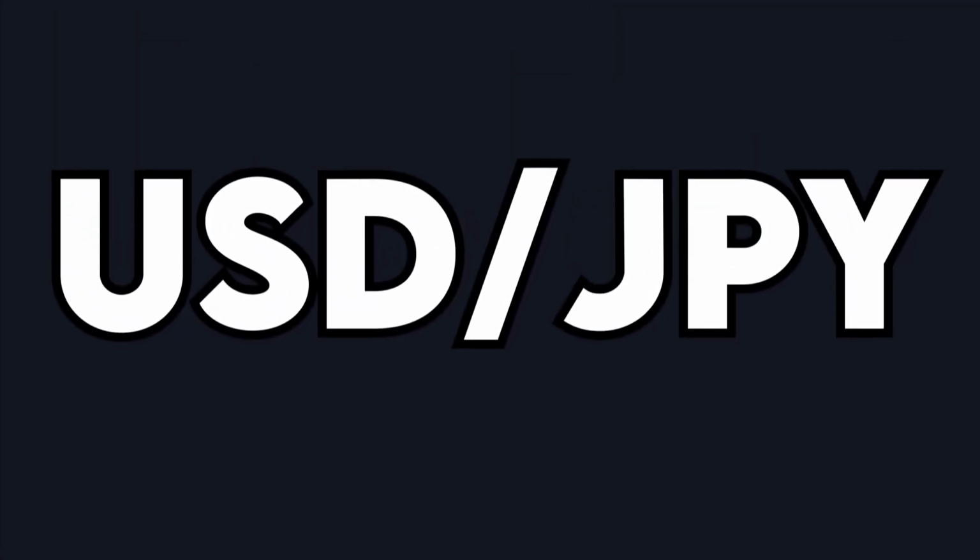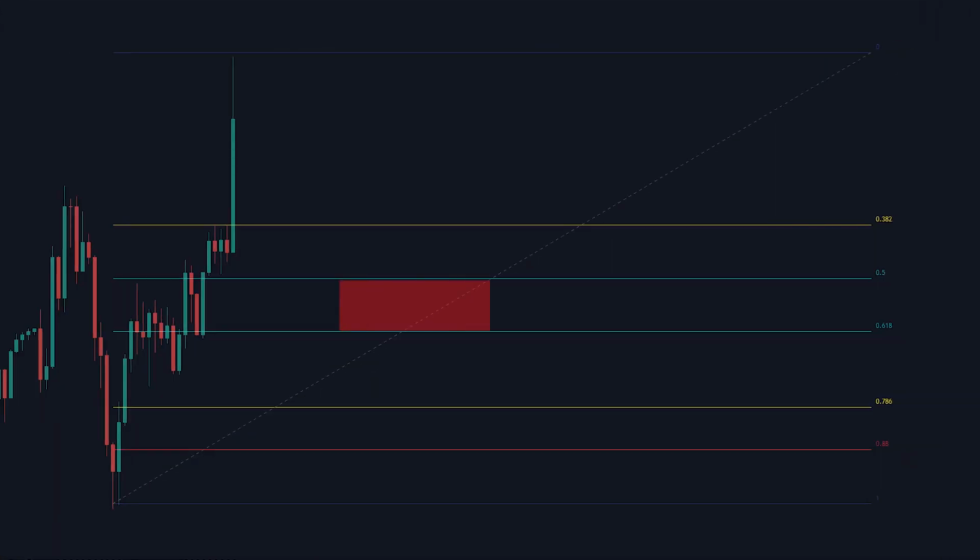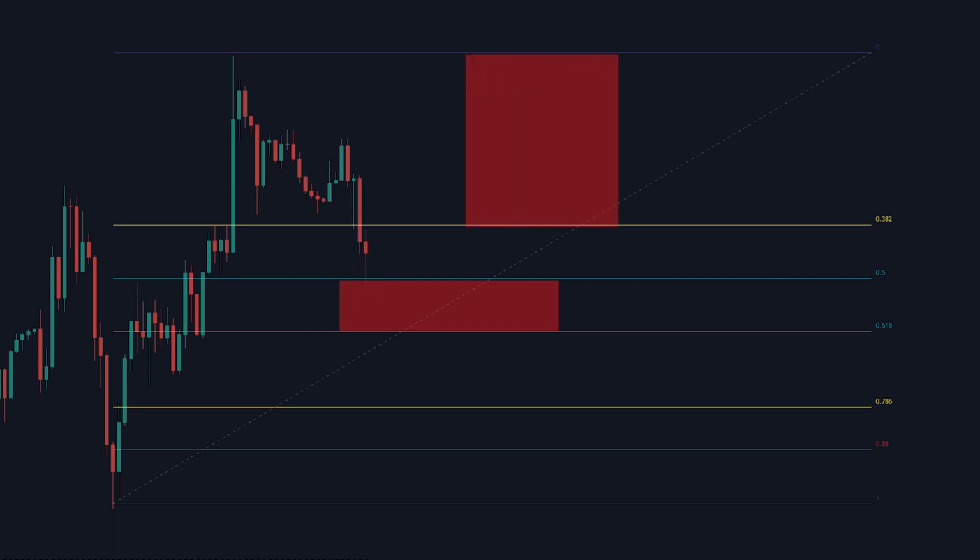Here's the perfect example of a long trade on USD JPY on the 30-minute time frame. So here you can see price made an uptrend. So we grab our Fibonacci tool and drag from the low to the high of the move. After that, we want the price to come to the 0.5 and the 0.618 area, which it ends up barely wicking in, but it still counts as a successful signal. Next, we want price to come to the 0.382 to the 0 area, which it does.